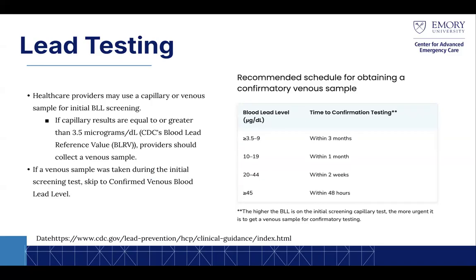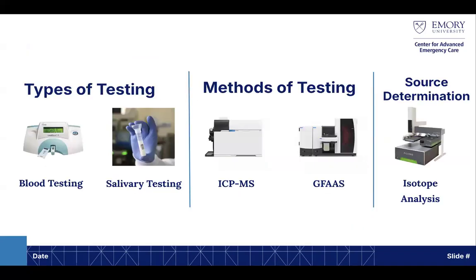So this chart shows the blood lead level in micrograms per deciliter, and then the time to confirmation testing per the CDC. So like Dr. Shahin was saying, if the capillary results are equal to or greater than 3.5 micrograms per deciliter, providers should collect a venous sample. These are the specific types of testing that we'll be going over today and the methods of testing.